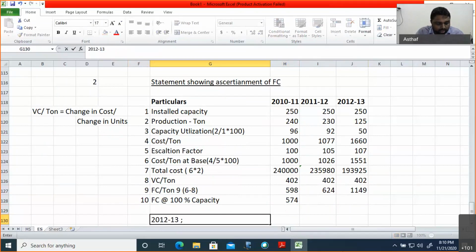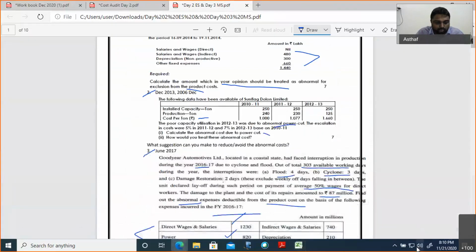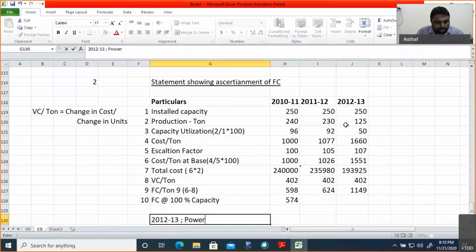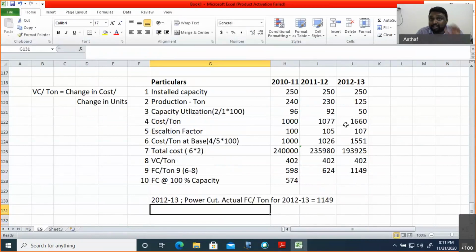In 2012-13, we have what? In 2012-13, we have a power cut. What is the actual fixed cost per ton for 2012-13, which is 1149? Now listen very well.